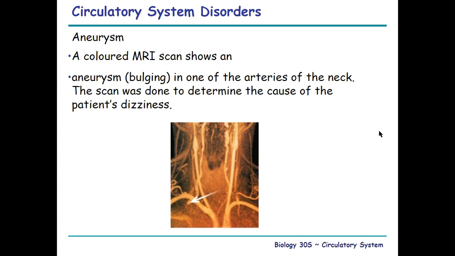More on aneurysms. A colored MRI scan shows an aneurysm here. Okay, an aneurysm or bulge in one of the arteries of the neck. The scan was done to determine the cause of the patient's dizziness.